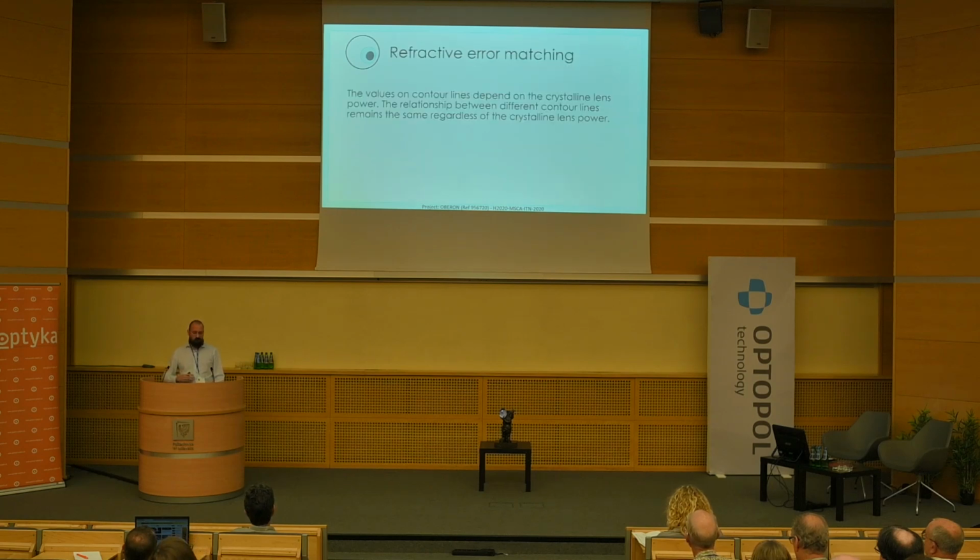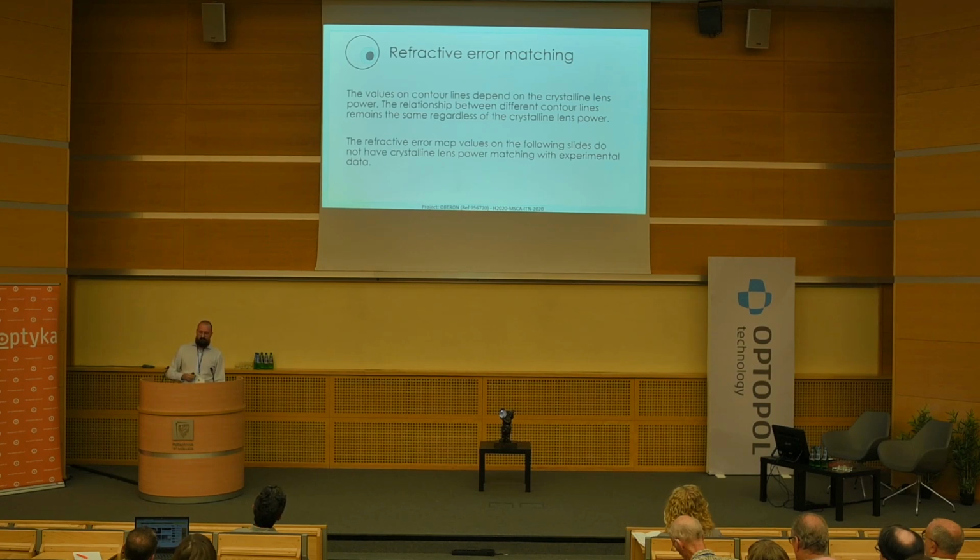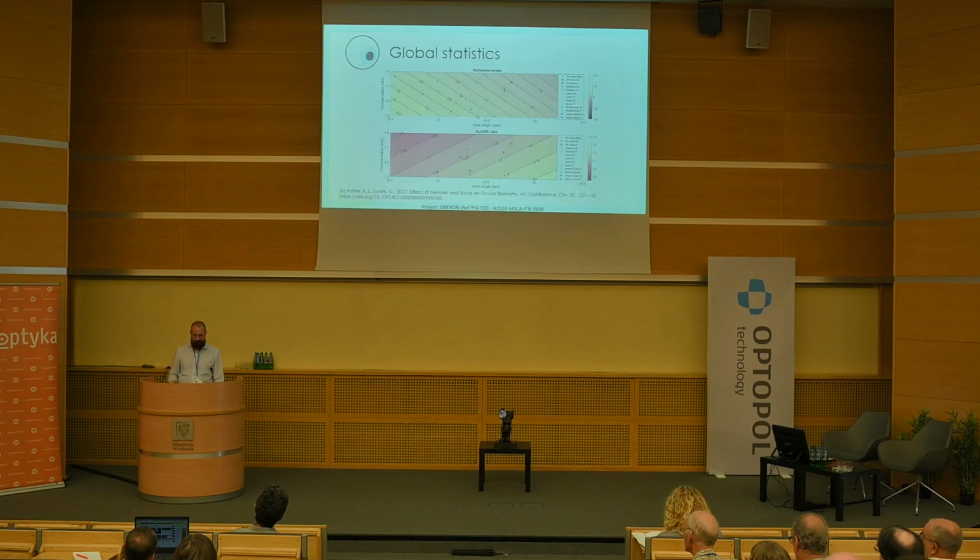So as I mentioned before, the values on the contour lines depend on the crystalline lens power, but the relationship, the differences of 1 diopter, remains the same, regardless of the crystalline lens power. And for the next slide, this refractive error map's values do not have the crystalline lens power matching with experimental data, because in those experiments they didn't give information about the crystalline lens power.